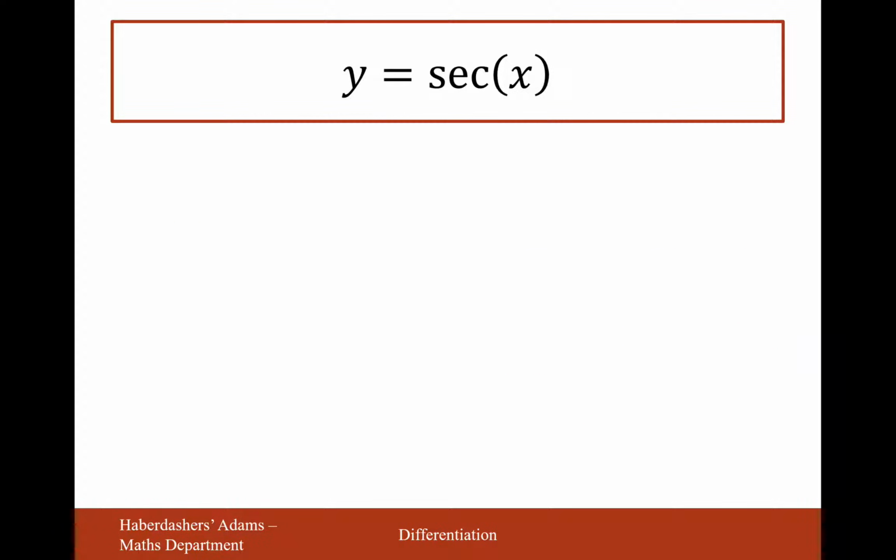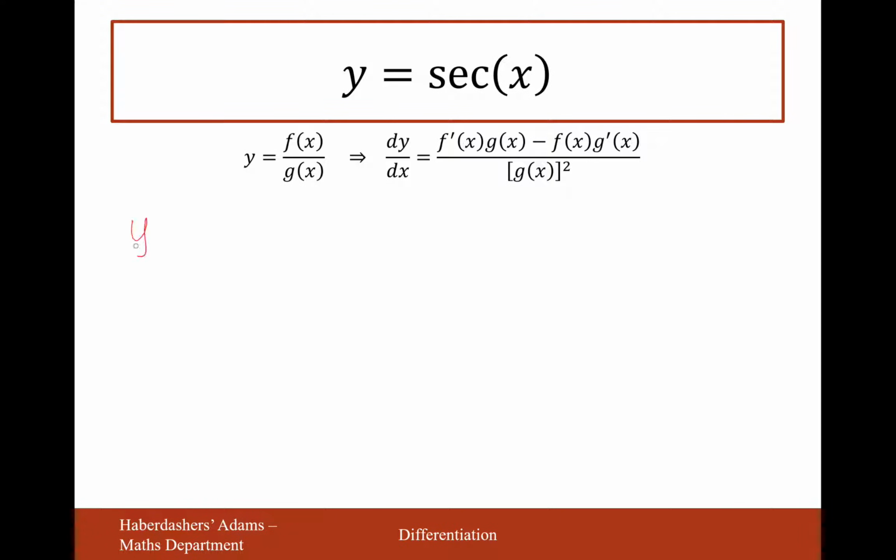Moving on to the next one, sec x here. And again, we're going to be using the quotient rule to differentiate this. We're going to be considering the fraction 1 over cos x and differentiating that. So we know the top is f, the bottom is g, and now we'll use the quotient rule. So dy by dx is equal to the derivative of the top, that's 0. So it doesn't really matter what g is, it's times by 0. So take away the f function 1 times by the derivative of the g function, that would be minus sine. And that's all going to be over the bottom squared, that's cos squared.